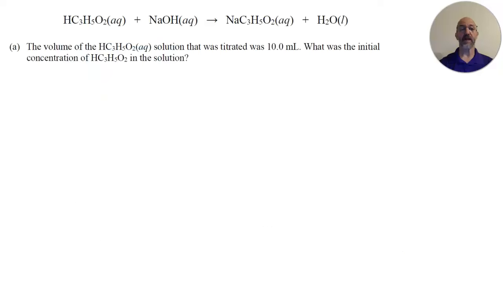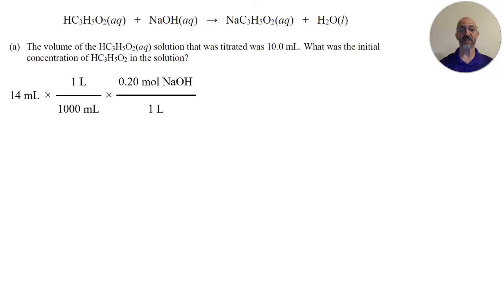Now, in part A, it says the volume of the propanoic acid solution that was titrated was 10 milliliters. But notice that I'm not starting with 10 milliliters. I'm starting with the volume of the sodium hydroxide. I can't begin with 10 milliliters because I don't know the concentration of the propanoic acid. So I'll just repeat that calculation that I showed you on the previous slide. I'm going from 14 milliliters into liters. I'm using the sodium hydroxide concentration, so 14 milliliters of 0.2 molar sodium hydroxide. There's that 1-to-1 mole ratio between the sodium hydroxide and the propanoic acid.